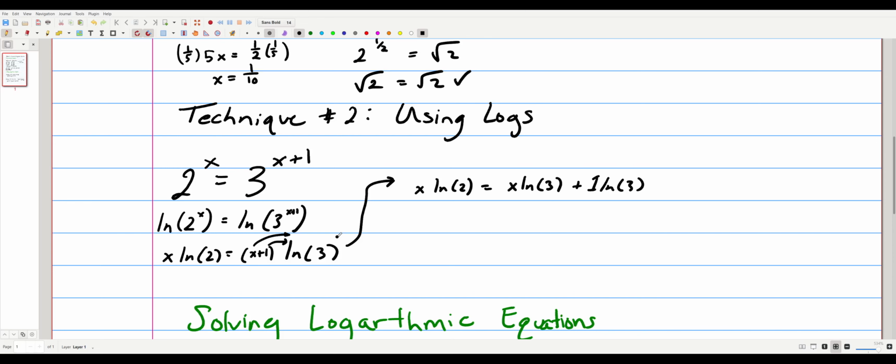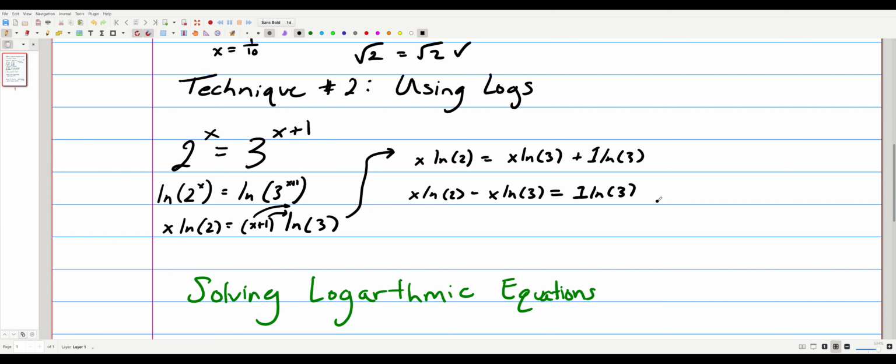Okay, and so from here you may be asking yourself, well, what am I supposed to do now? Well, recall that when we're solving equations, we always get like terms on the same side. So, well, this one has an x, and this term has an x, so why don't we go ahead and group them on the same side? And so what we'll get is x natural log of 2 minus x natural log of 3. Subtracting x natural log of 3 from both sides, it's just going to leave us with 1 natural log of 3.